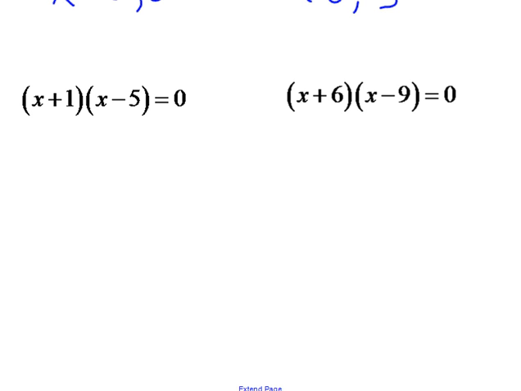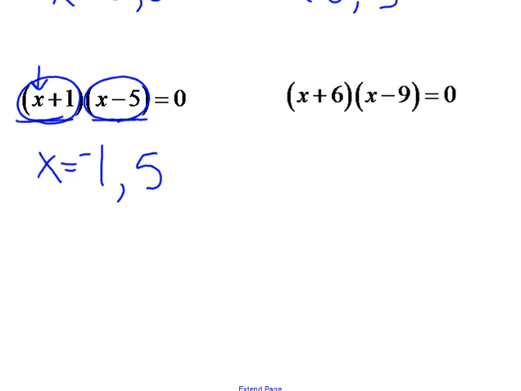If we look at these last two, now we have a binomial times a binomial equals 0. Well, one of those has to be 0. So we look at this one. What value of x would make this whole binomial 0? Well, if x was -1, it would equal 0. So x could equal -1. And what value of x makes this one 0? +5, because 5 minus 5 is 0. So there's our two solutions. The last one, same thing, x equals, what makes this 0? -6. What makes this one 0? +9.